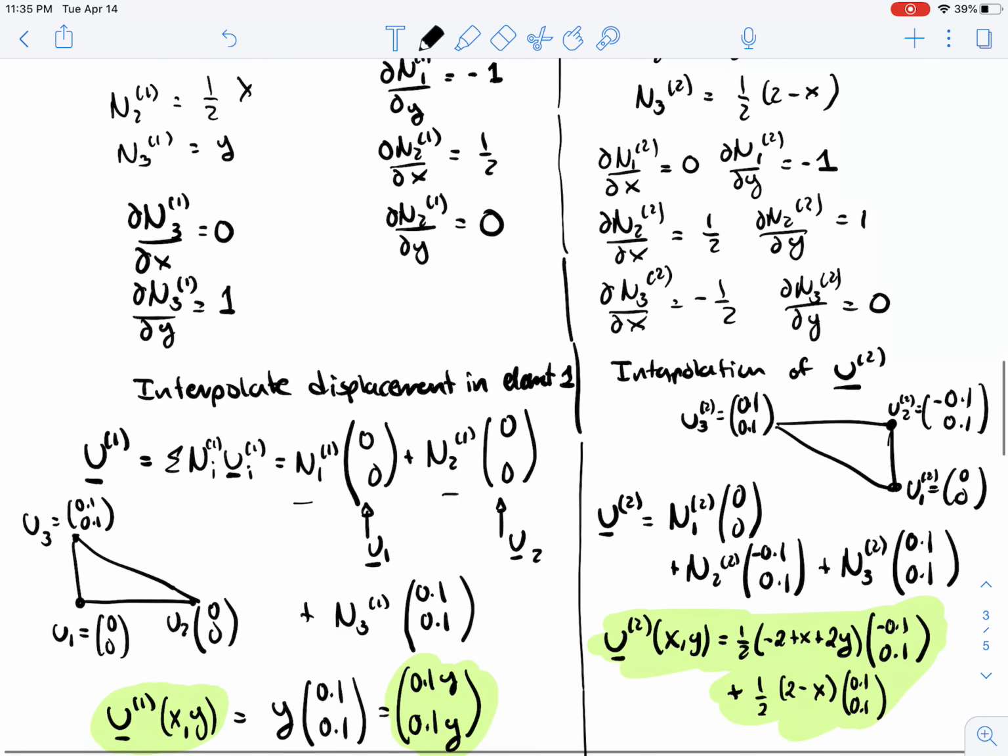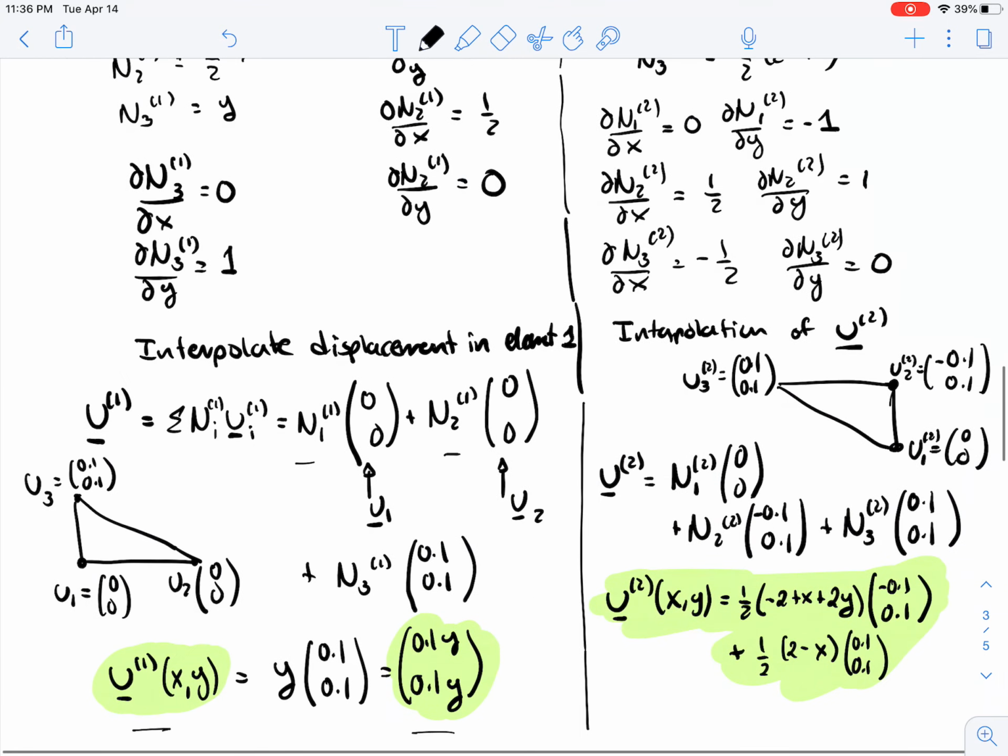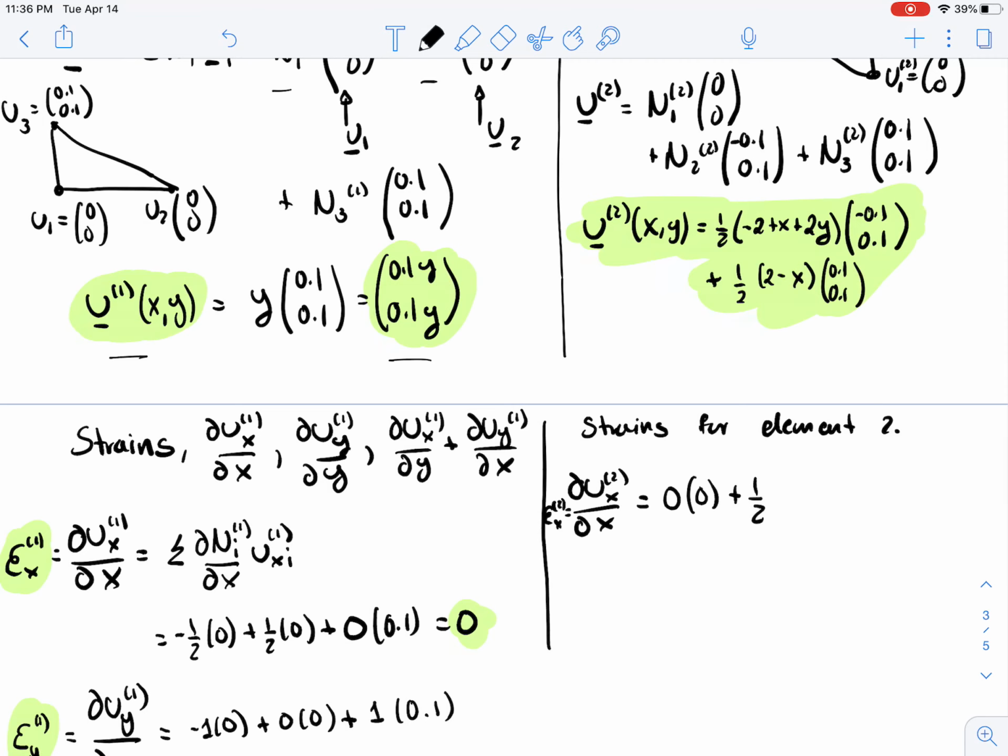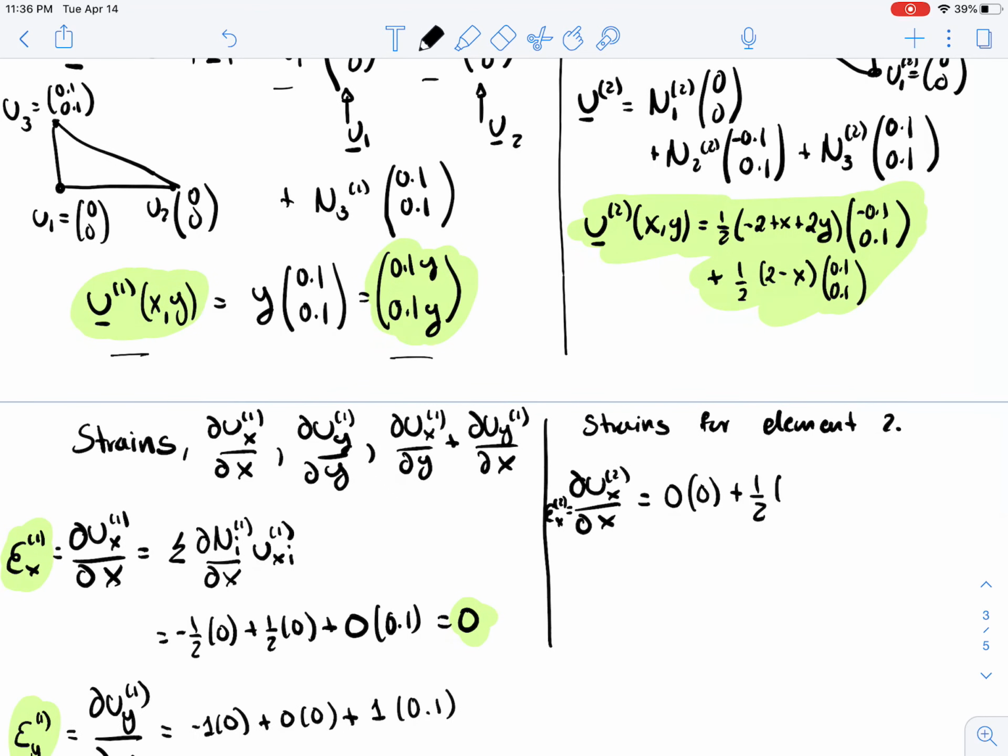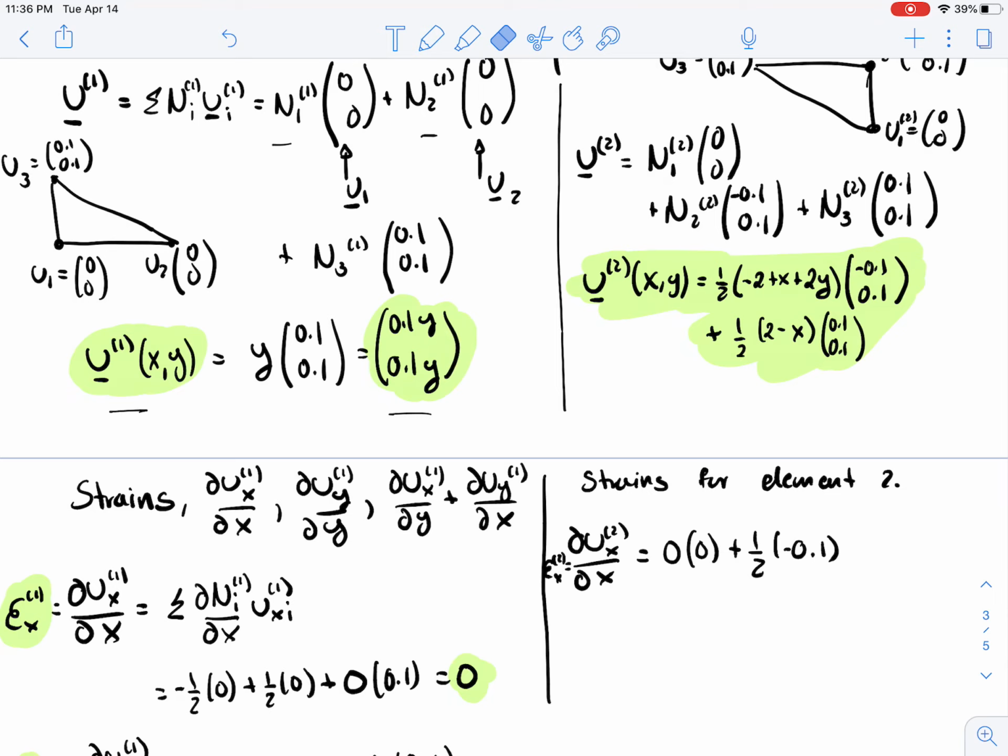for example, the normal strain for element 2 would be derivative of the first shape function with respect to x is 0 times 0 plus the second shape function is a half. Second derivative of the shape function is a half times minus 0.1 is the displacement in x of node 2, and the third one is -1/2 times 0.1. So actually the strain for this one would be -0.2 over 2.